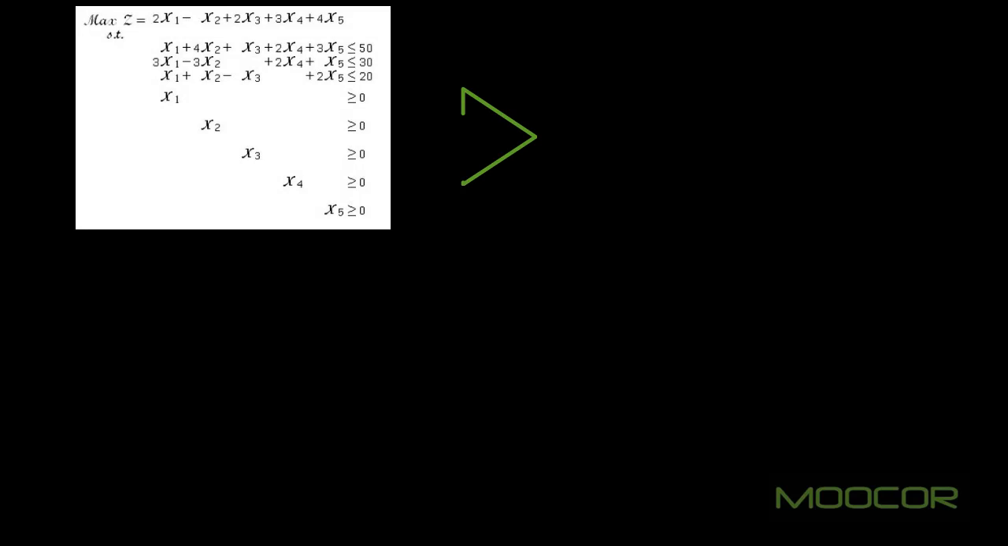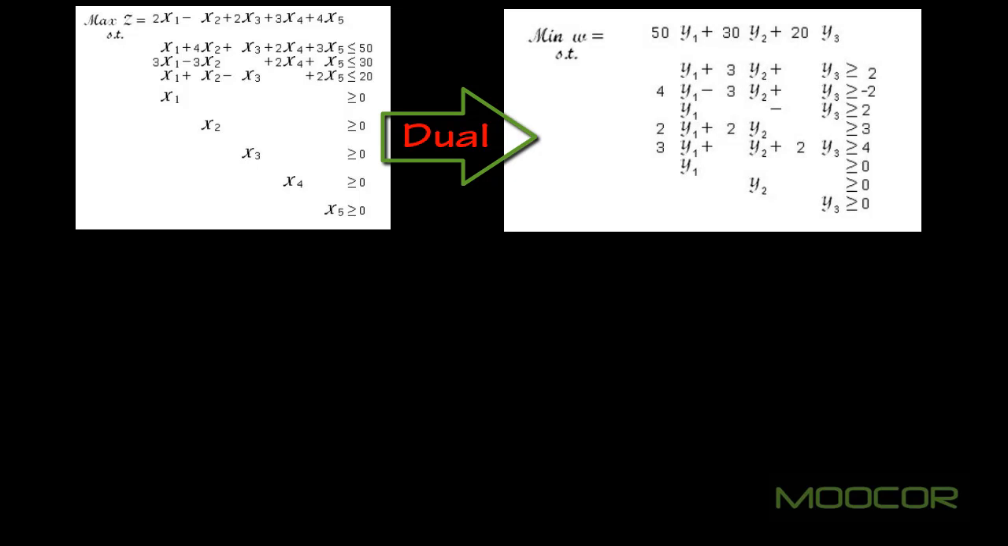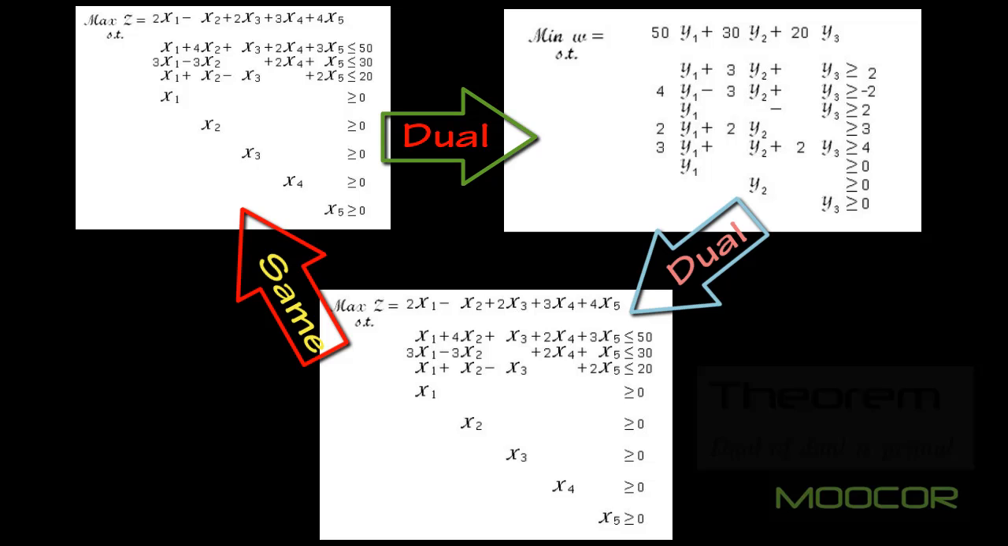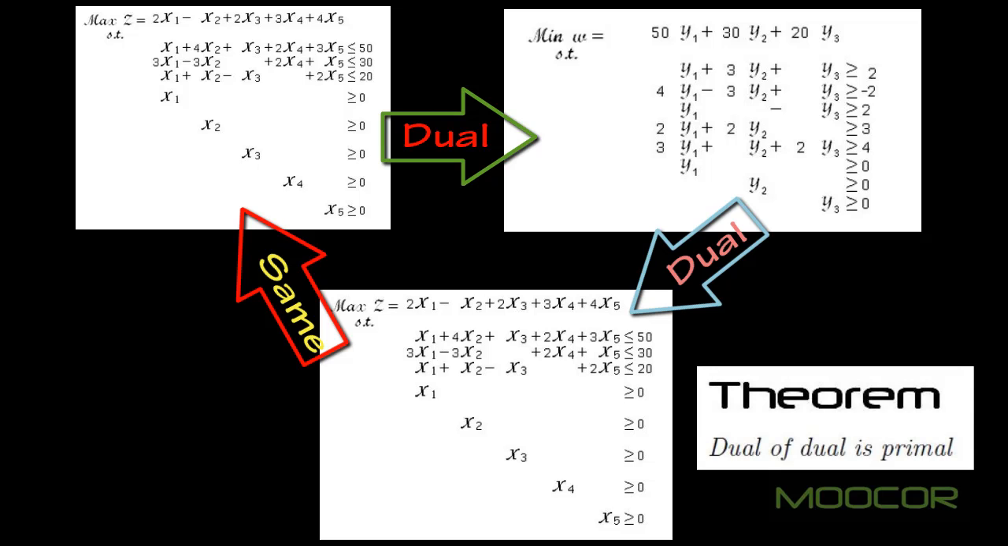Another observation that we can have in here is that if you write the dual of a problem and write the dual of that dual problem, you will notice that it would end up with the original problem. So one of the main theorems that we will have in this area is just this simple concept that the dual of a dual is the primal, or the dual of a dual problem is the original problem.